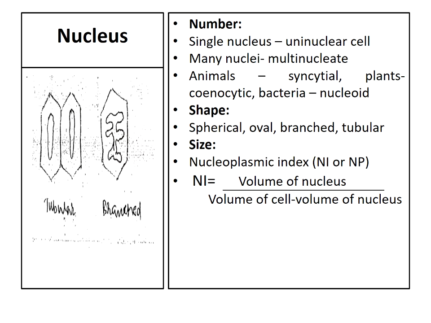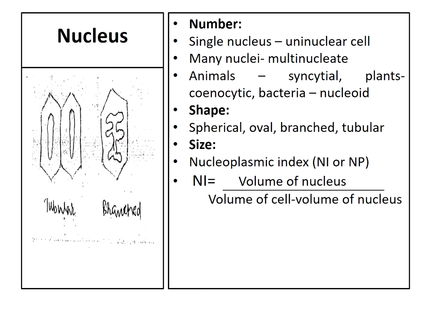Next is the shape. The nucleus may be spherical in shape, oval, discoid, branched, tubular, spindle-shaped, C-shaped, or bilobed or multilobed. So in the diagram, you might observe the tubular shape of a nucleus and also branched shape of a nucleus. Next, let us move on to size of nucleus.